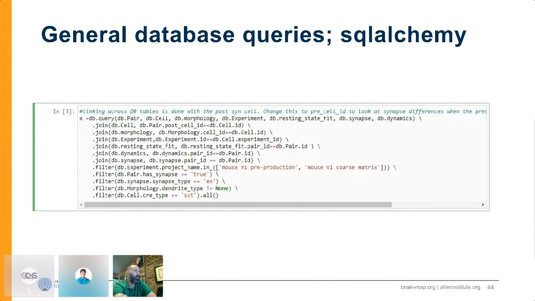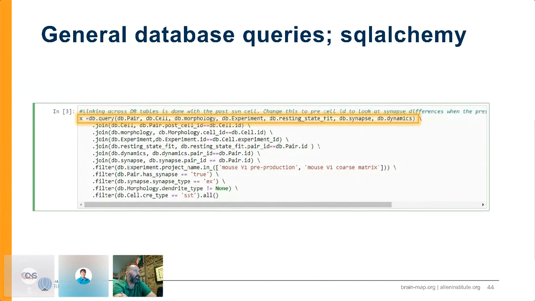Okay, so in this case, I want to query these tables: the pair table, cell table, the morphology table, the experimental table, the resting state fit, the synapse, and the dynamic. So many tables at once. Those are the tables I want.